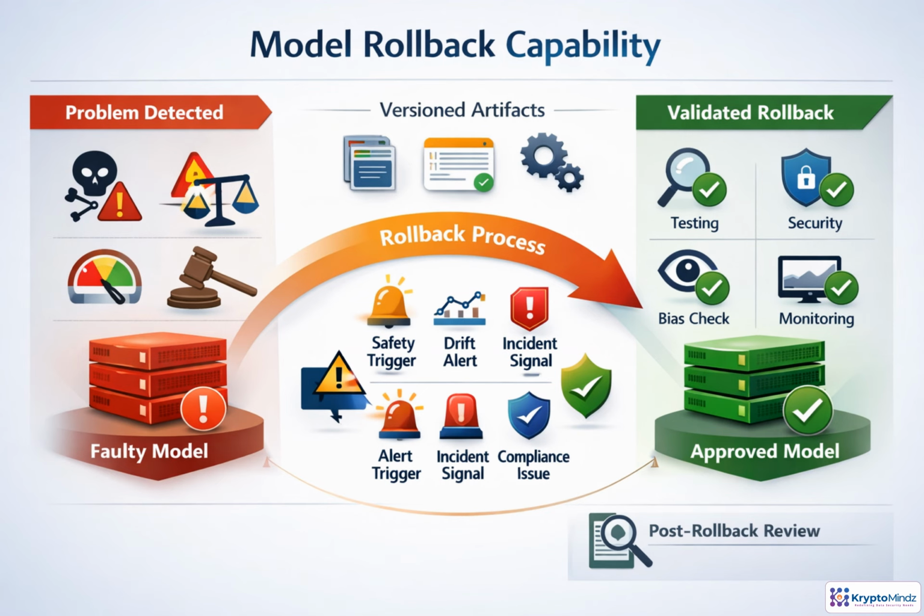Rollback is the safety net for model operations. When monitoring detects harm, drift, latency failures, bias, or compliance issues, the team should not improvise. It should restore a previously approved model, prompt, guardrail, or configuration from versioned records. But rollback still needs control, approval, regression testing, security and privacy checks, bias evaluation, and monitoring confirmation. Afterward, document the root cause, impact, approvals, and corrective actions so the same failure is not repeated.